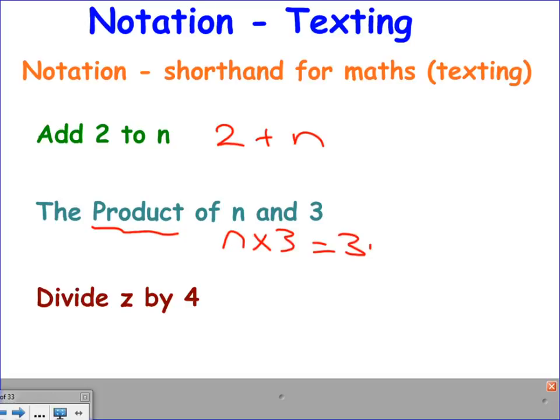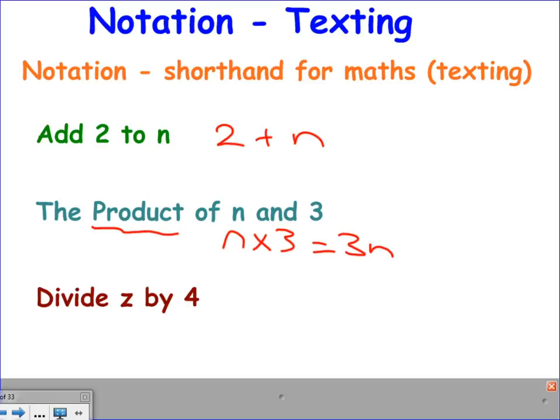Now why have you said 3n and not n3? Number comes before letter. Brilliant. Okay, so when we're doing our texting, there's a certain set of rules that we've got to adhere to. The first rule is you get rid of the multiply signs. We don't do multiplies in our text speak. Okay, so we get rid of that. The second rule is you put numbers before letters, so it becomes 3n.